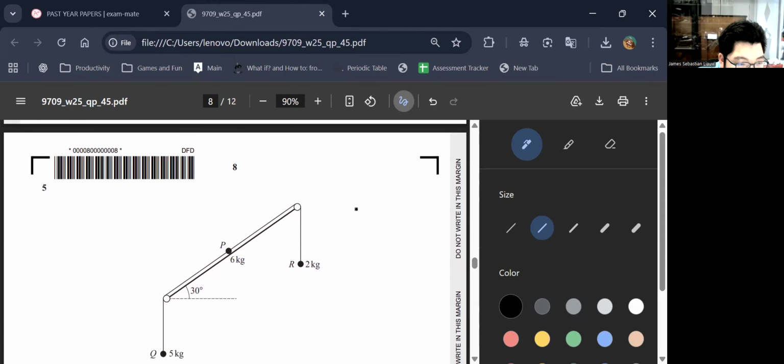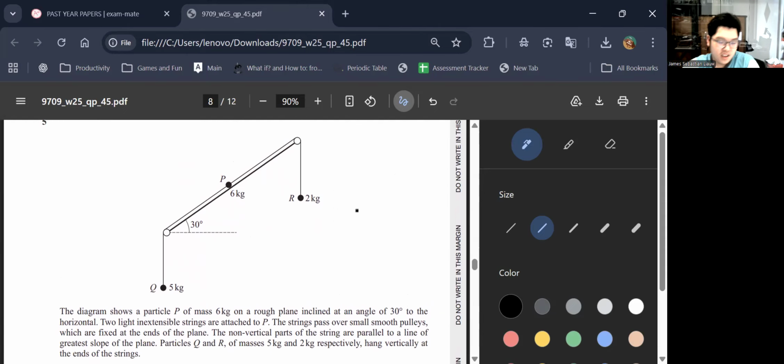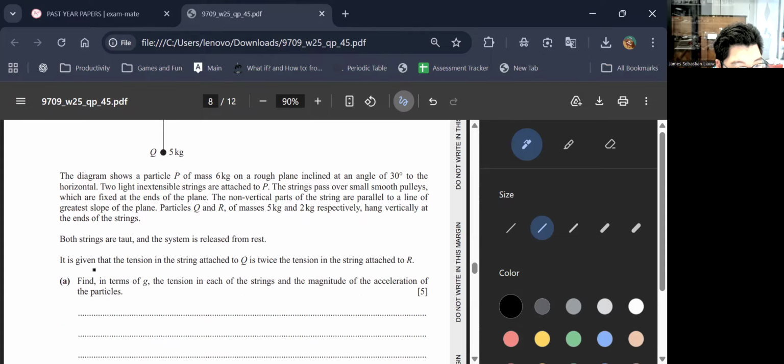Okay, number 5. Alright, so this is a classic connected particles question. It's a very, very classic connected particles style question. So we have 3 particles P, Q, R. Both strings are taut.